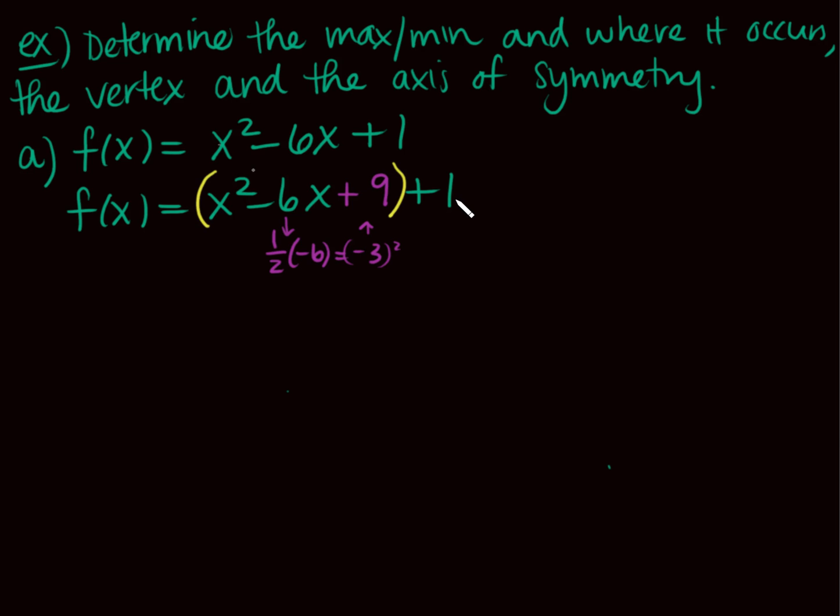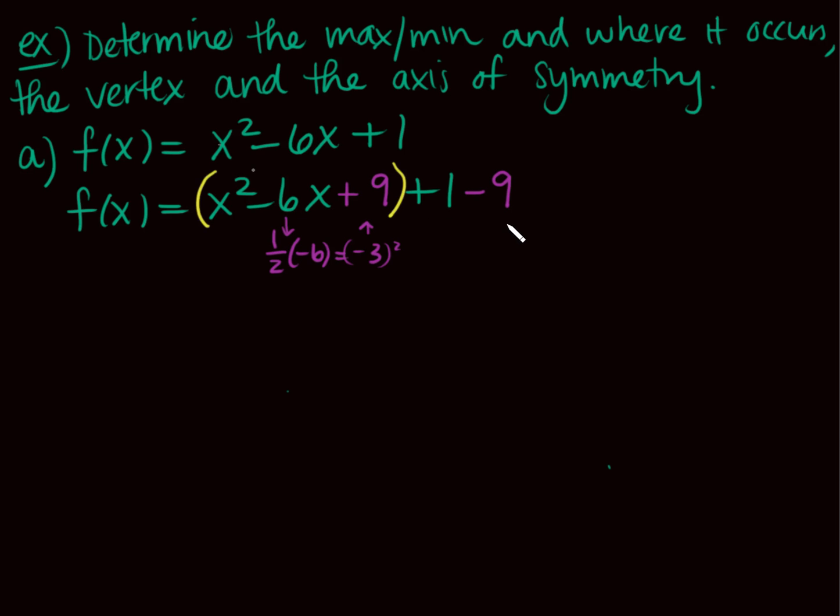But you might be like, Sarah, but you brought in a 9. Look, this function is totally different now. If I actually simplified this whole function right here, I would get x squared minus 6x plus 10. That is not the function I started out with. So that is not right. They're not going to have the same max and mins and everything. So here's what we need to do. I brought in a +9. I need to take it away. All right, I have to make this equation balance.